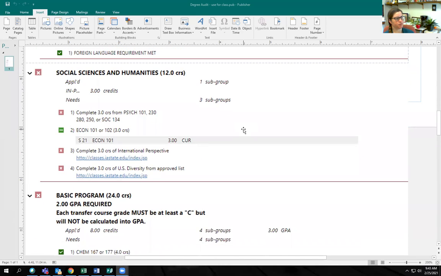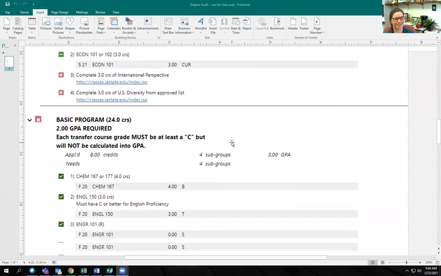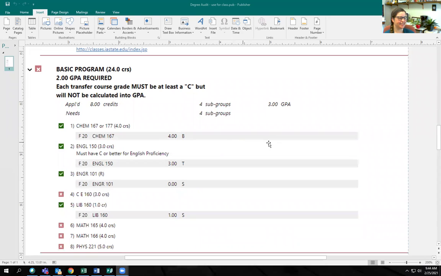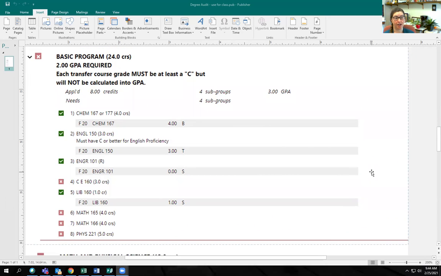Okay, so social science area, like I said, the IP and US diversity show up here as well, because not only are they university requirements, they're courses that contribute to the ConE social science area as well. All right, so let's talk about the basic program. This is probably the most important section for right now for pretty much everybody in class.